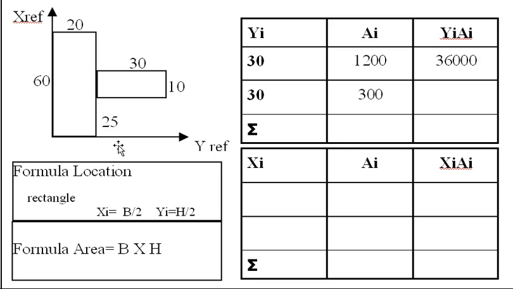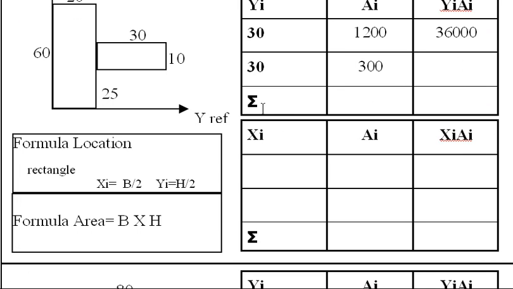So h divided by 2 here is 30, so I put 30 in there. And then the area of the same rectangle is the base times the height. So we take the 20 and we multiply it by 60 and we get 1200. And then we multiply this one times this one to get yi times ai, 36,000.